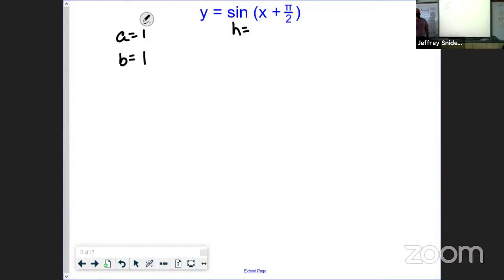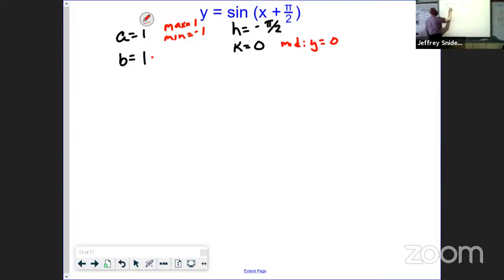Remember, on your paper, it says x minus h. This is the actual shift. Which way is this going to shift? Left. So what is h really? Negative pi over 2. Remember, this is telling me where it's going to start at. And then, of course, the value of k on this is 0. So right away, I know it's got a midline of y equals 0. Which means I know it has a max of 1 and a minimum of negative 1.